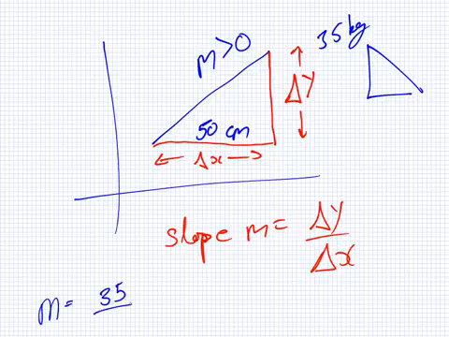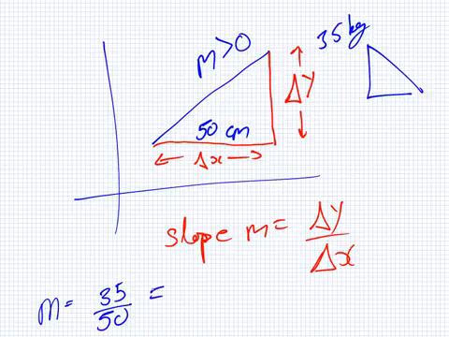35 over 50, which is 35 divided by 50, which is 0.7, isn't it? Yeah. 0.7. What's the unit? It's not kilograms, it's not meters. What's the unit? Yeah, kilograms per centimeter is the unit.